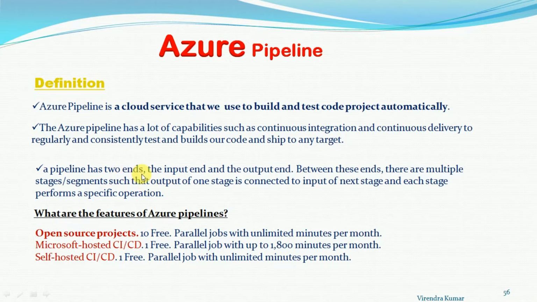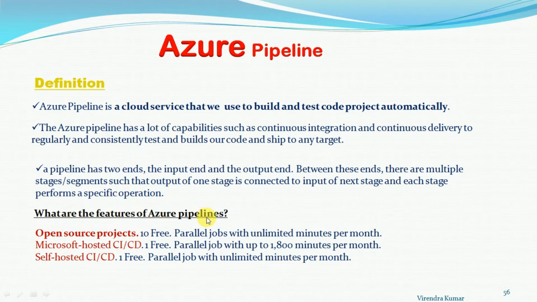A pipeline has two ends. As you know, every pipeline in general terms, like a water pipeline, has two ends, the input and the output end. Like that, in Azure Pipelines we have two ends. Between these two ends, there are multiple stages and segments, such that the output of one stage is connected to the input of the next stage. So the stages are connected to each other, and each stage performs specific operations. Each stage is just a set of actions that we want to perform on a particular build.